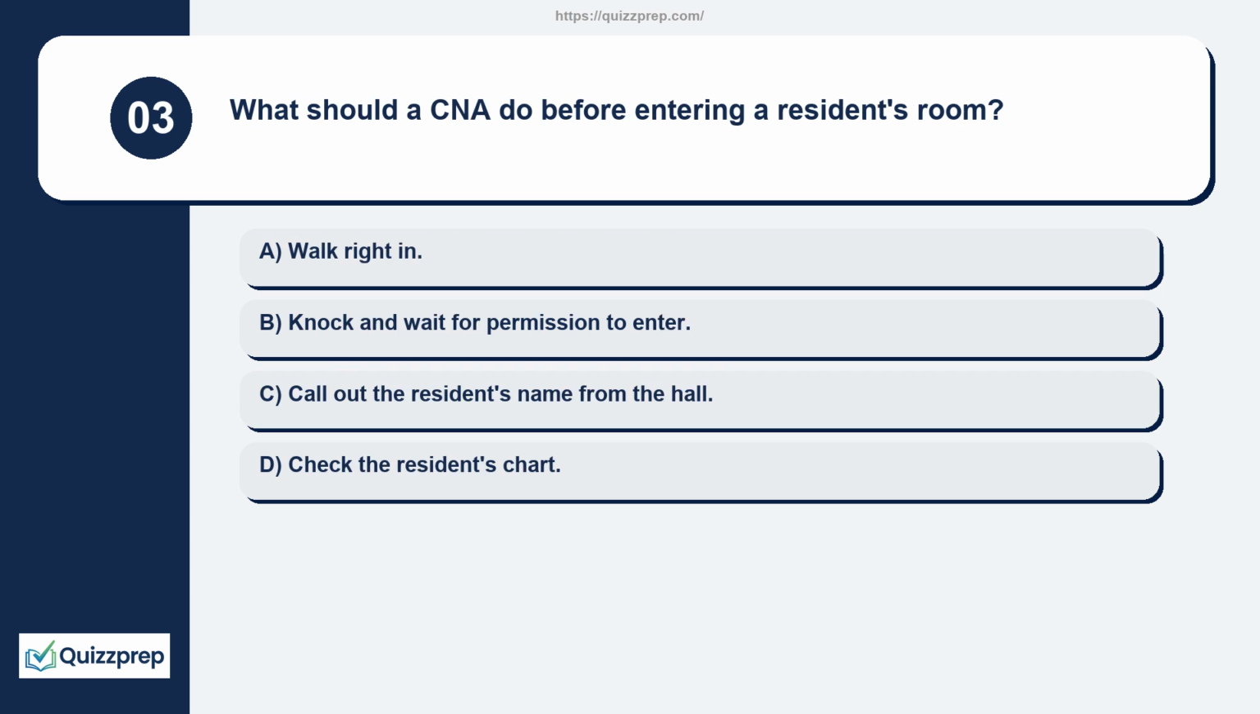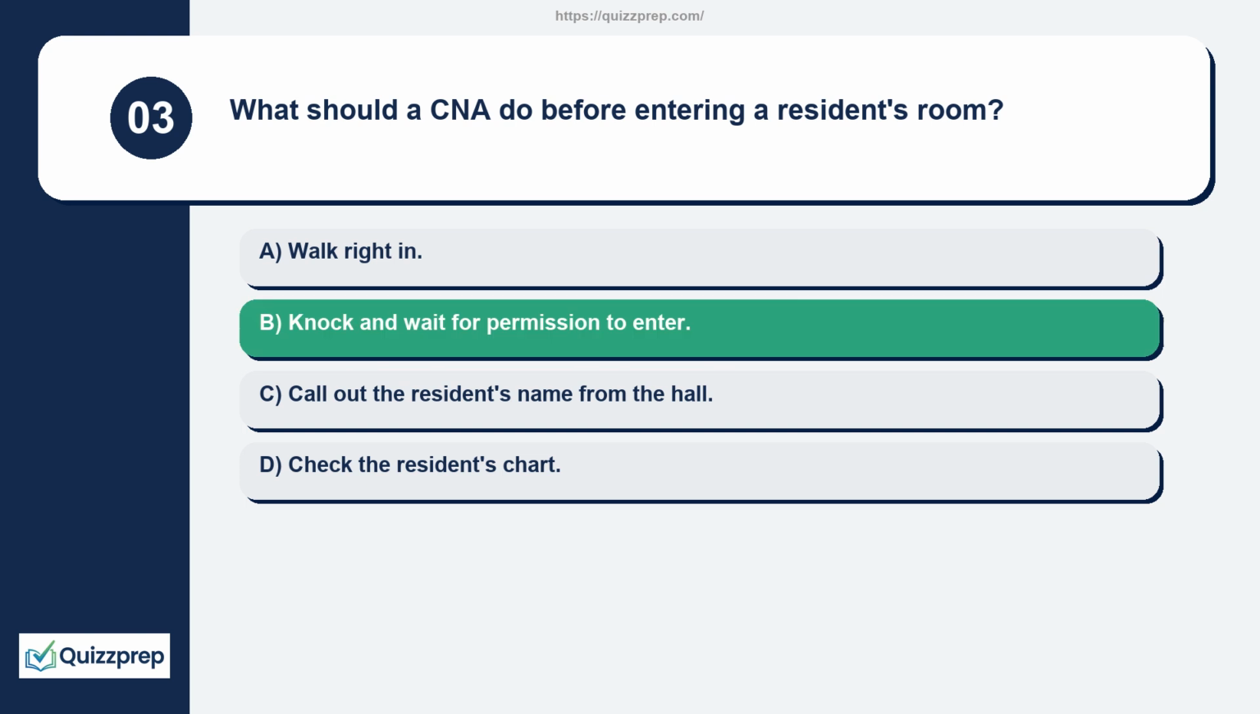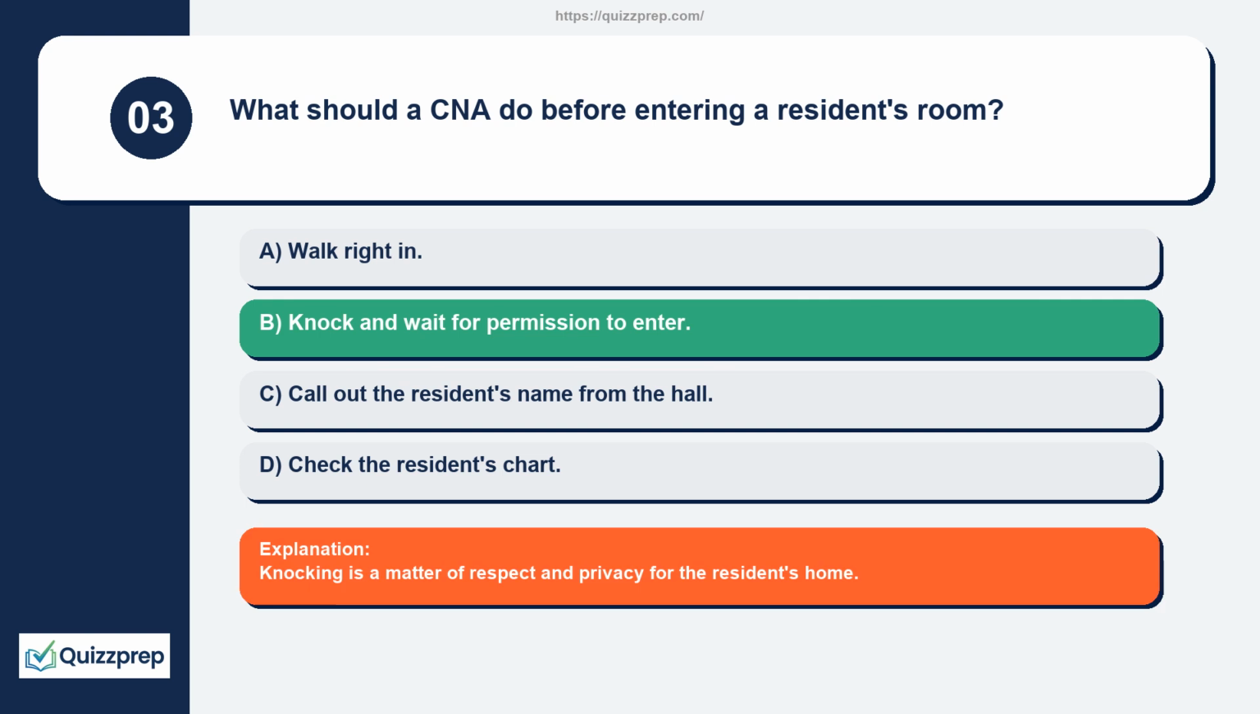Question 3. What should a CNA do before entering a resident's room? Walk right in. Knock and wait for permission to enter. Call out the resident's name from the hall. Check the resident's chart. Knocking is a matter of respect and privacy for the resident's home.